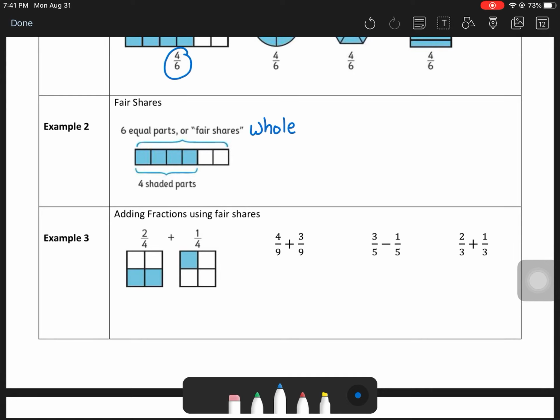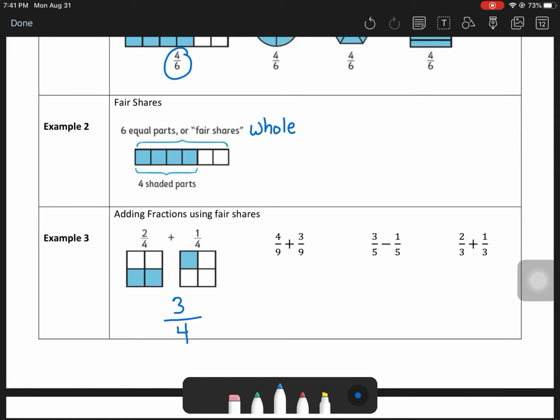In the next example, we're going to practice adding fractions, and in order to add fractions together, they must be the exact same size piece. In other words, our fair shares must be the same, which is the denominator, and then we can add the numerators together or subtract the numerators. So if we are adding 2 parts and 1 part, we would have 3 parts out of the fair shares or the whole, which is the 4. So remember, the rule is we add or subtract the numerators, but the denominator stays the same.